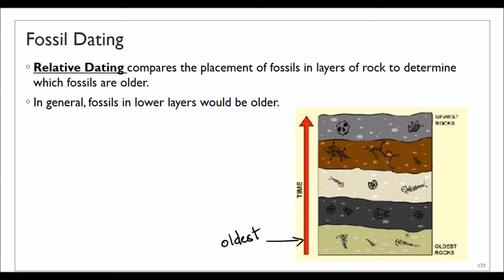So the oldest one is at the bottom, which means that all of these fossils in the lowest layer of the rocks would be older than the fossils in the upper layer. So as you go up, the age of the fossil is going to be smaller and smaller, if you will, and then you have something which would look like a human skull, and that would be a relatively new fossil compared to those in the bottom layer. So this is newest.